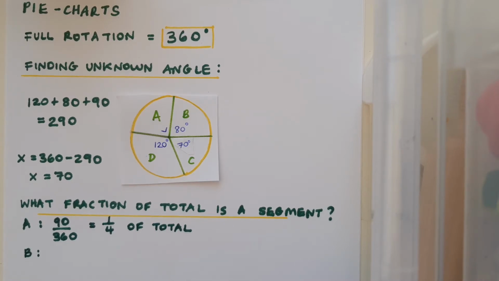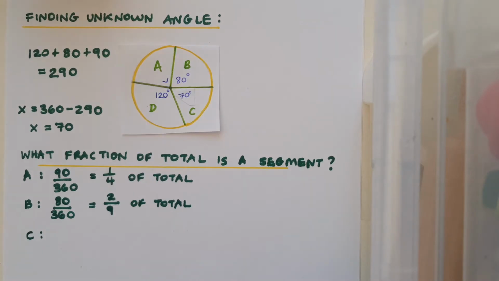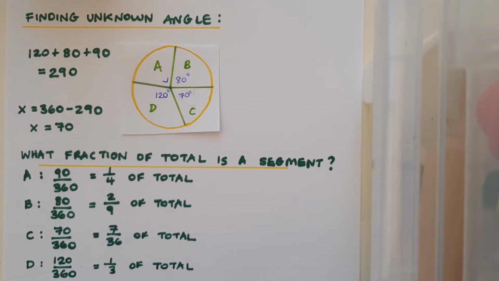At this stage, pause the video and calculate what fraction of the total pie chart is represented by B, C and D, and then play and see if you're correct. So B has a size of 80 degrees, so we'll put 80 over 360, and if we cancel this down, we get 2/9 of the total. C is 70, so I should write 70 over 360, and I can cancel this down to 7 over 36. D has an angle of 120 degrees, so I write 120 over 360, and so D represents 1/3 of the total.